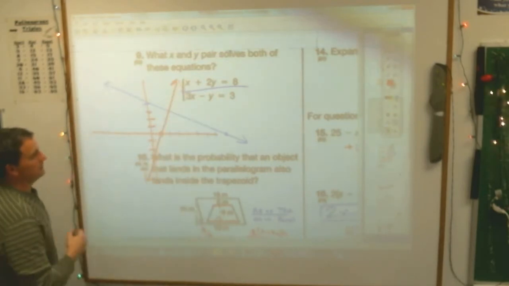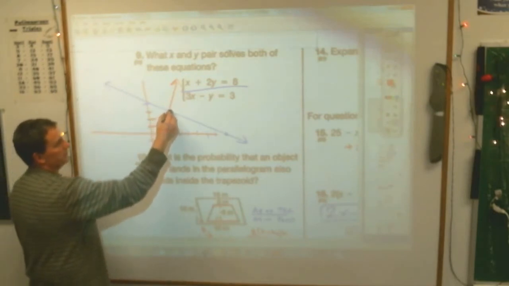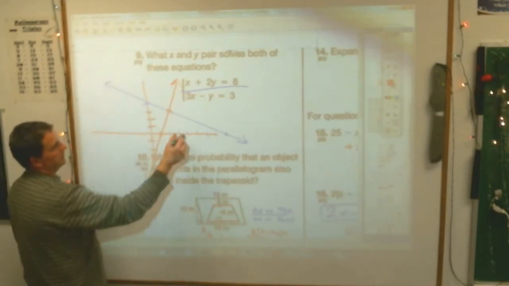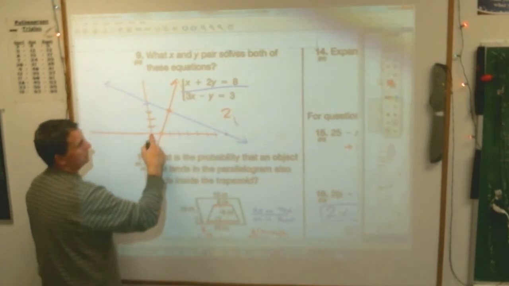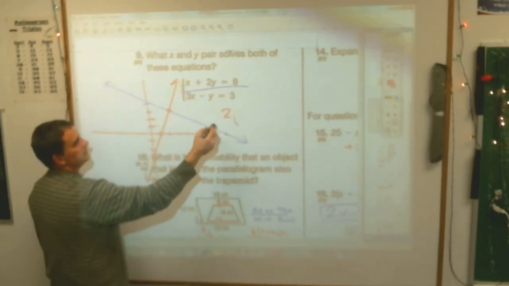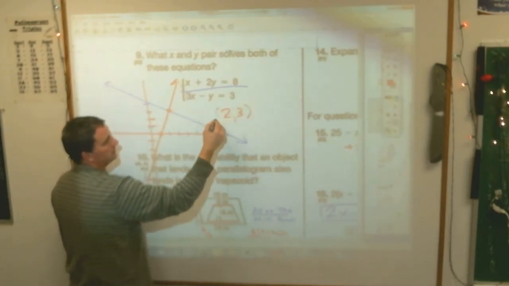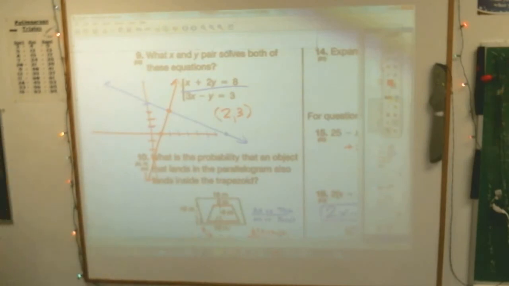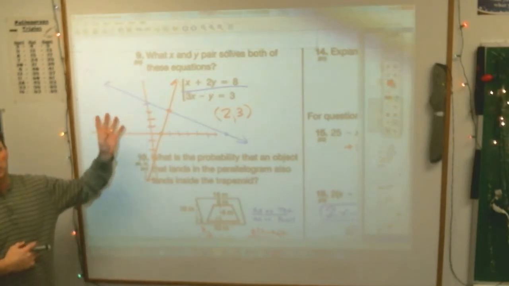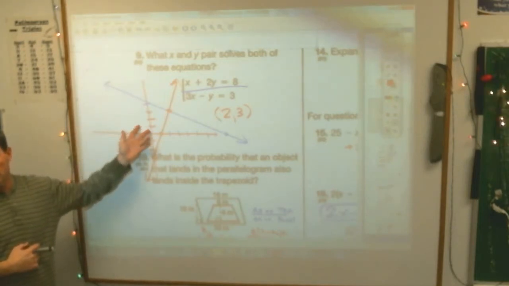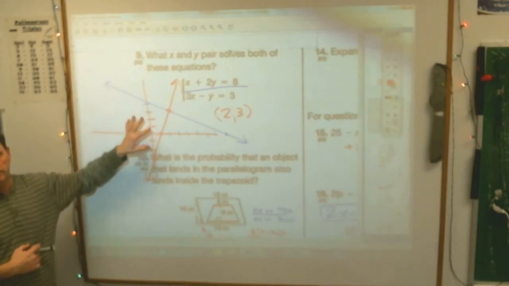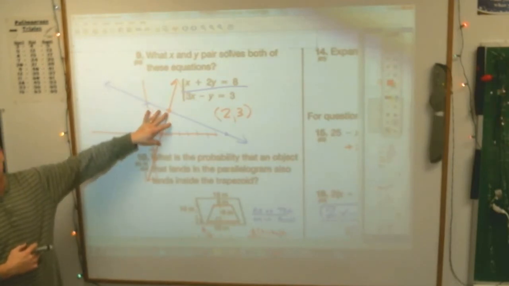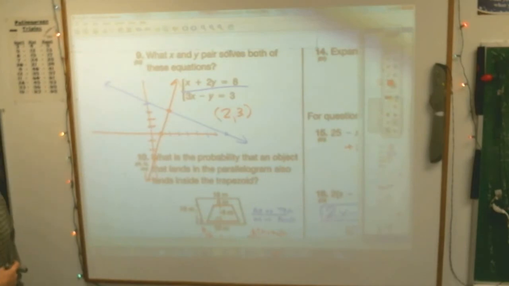That's that second line. Right here, ladies and gentlemen, is your answer. It is at the point x is 2 over 2, y is up 3. 2, comma 3. Again, don't try this at home. You must use an accurate piece of graph paper, lest you overestimate your graphing abilities.